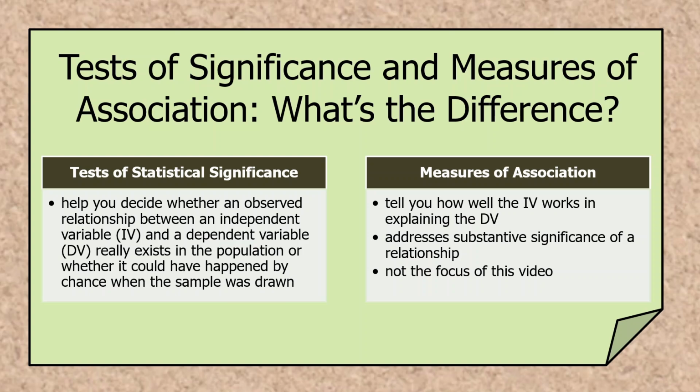A measure of association tells the researcher how well the independent variable works in explaining the dependent variable. So both these aspects of statistics come into play when you're trying to assess the significance but also the substantive strength of empirical relationships.